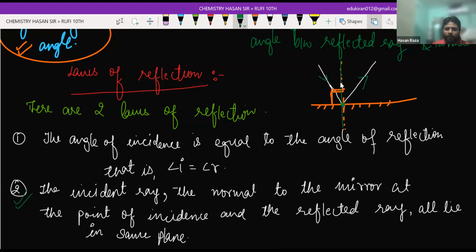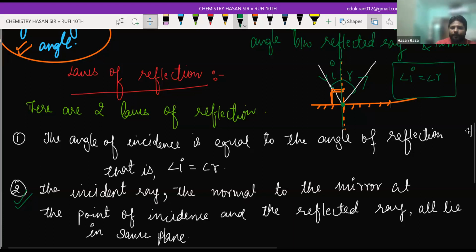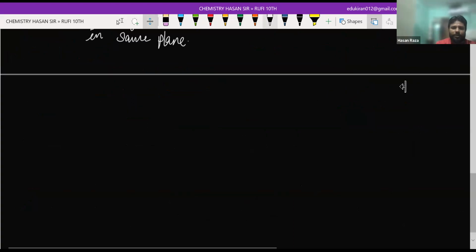And what about the first law? This is your angle of incidence, and this is the angle of reflection, which must be equal. This is what the first law says. Is that clear? Yes, it is clear. Now I'm going to ask you a very easy question.